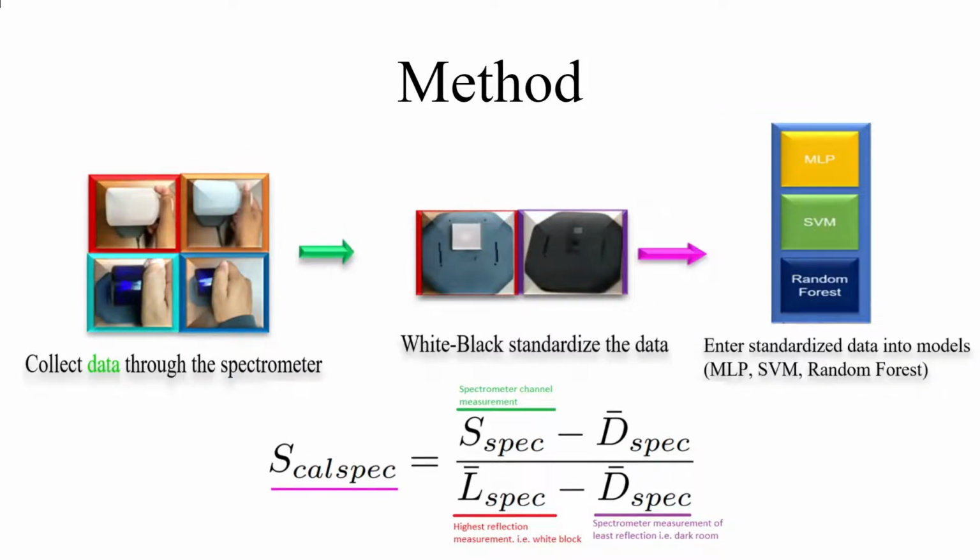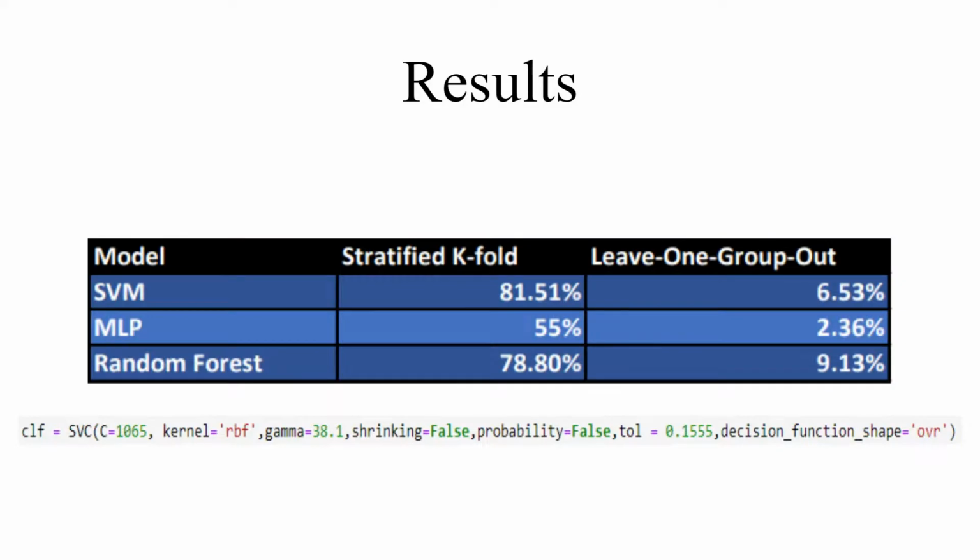After standardization, we will input the data into models: MLP, SVM, and random forest, and we will validate each model once using stratified k-fold, and a second time using leave one group out. The table here shows that SVM has the best results for stratified k-fold, and random forest has the best for leave one group out. It tells us that with the SVM, it is possible to estimate substrates across containers we have seen before, but our overall performance of leave one group out tells us that it is hard to generalize across containers.